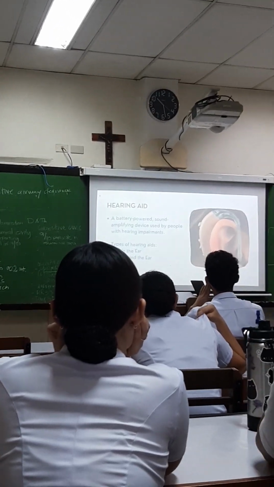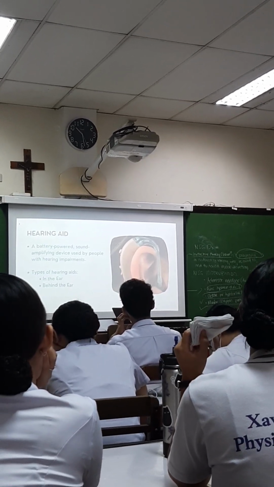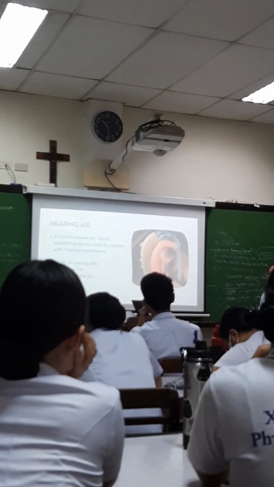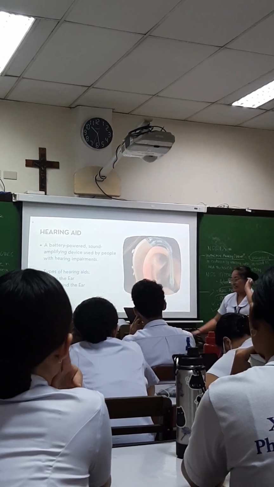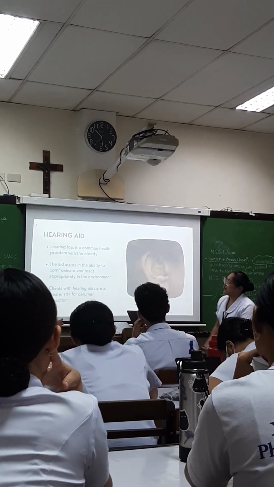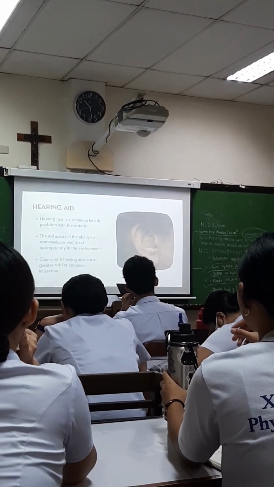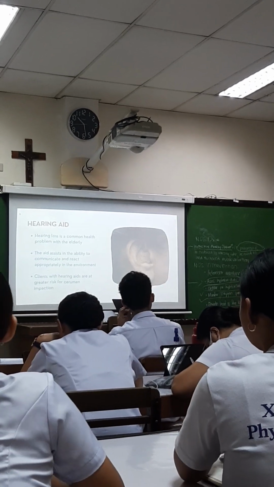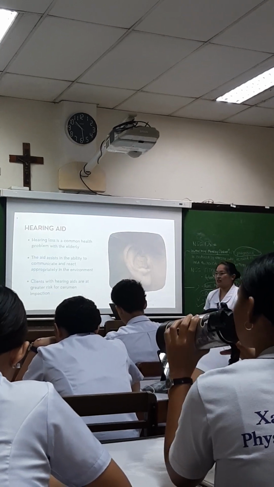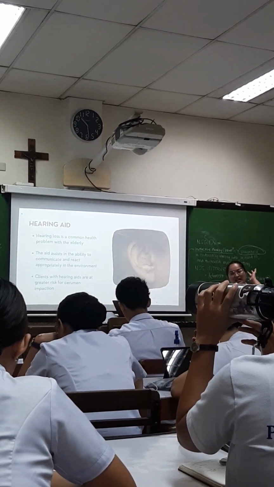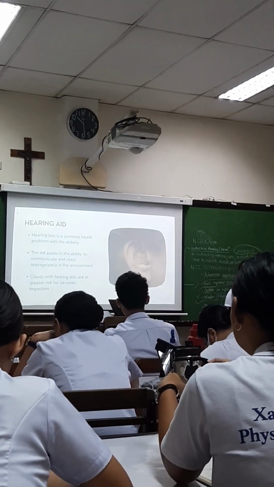So, hearing aid. A battery-powered sound amplifying device used by people with hearing impairment. There are two types of hearing aids: behind the ear and in the ear. Hearing loss is a common health problem with the elderly. The aid assists in the ability to communicate and react appropriately in the environment. Clients with hearing aids are at greater risk for ear infection, since their earwax can build up, so they are high risk.